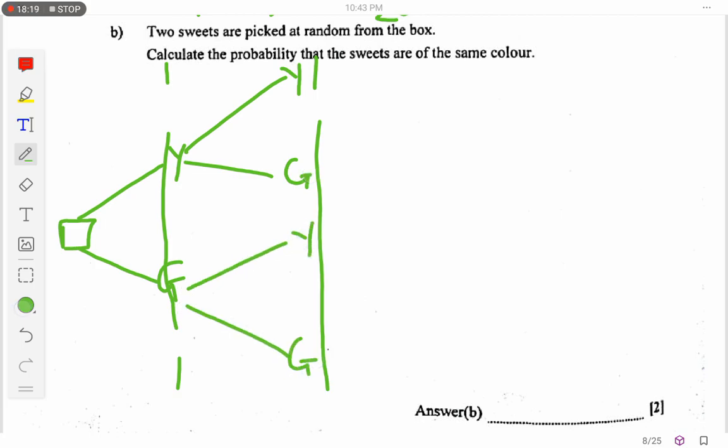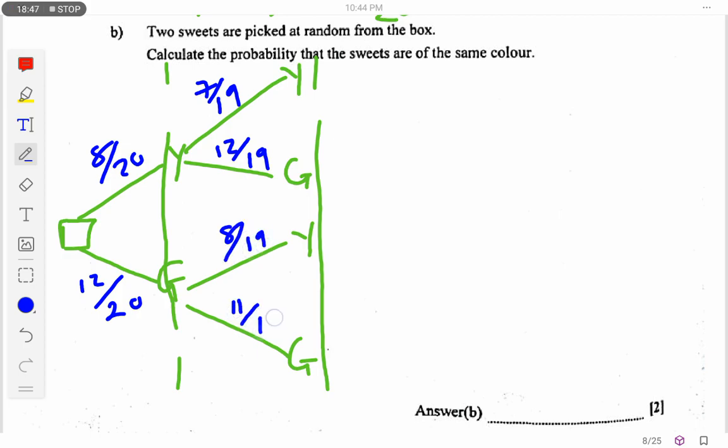Okay. Then the probabilities are going to be, for yellow, we said 8 over 20, and for green we said 12 over 20. Because we are picking and there is no replacement, we can subtract. For the second pick, we can say it's now 7 over 19. This one becomes 12 over 19. Then this one is going to be 8 over 19, and here 11 over 19. So this is the probability of yellow, yellow, yellow, green, green, yellow, and green, green.